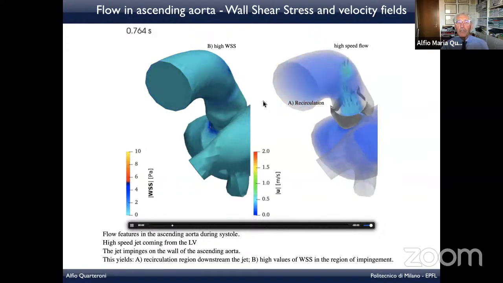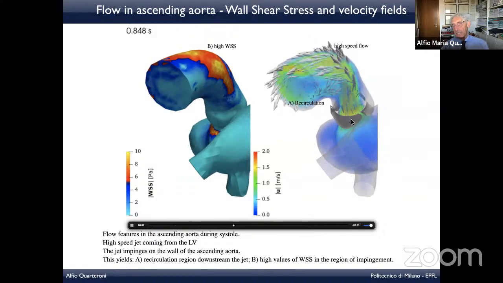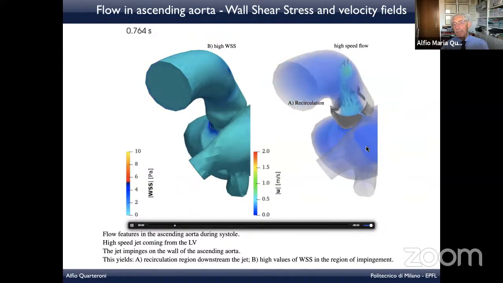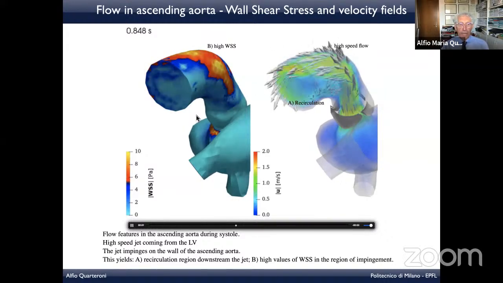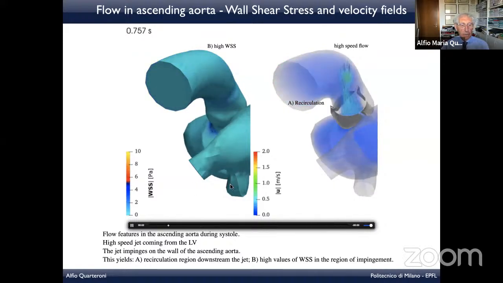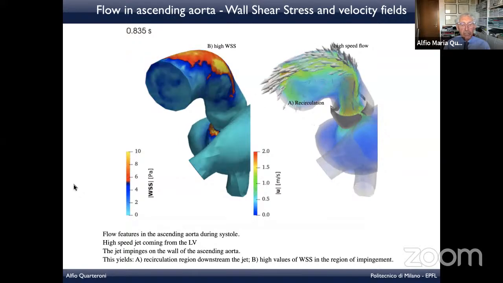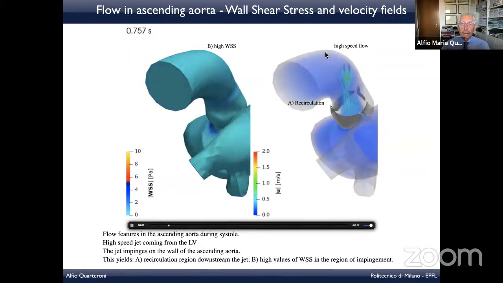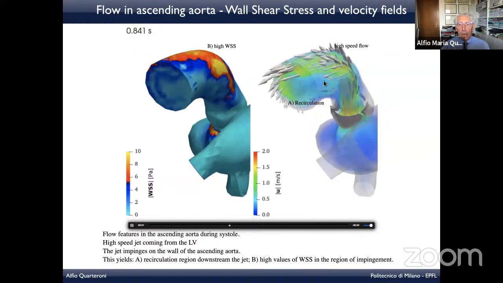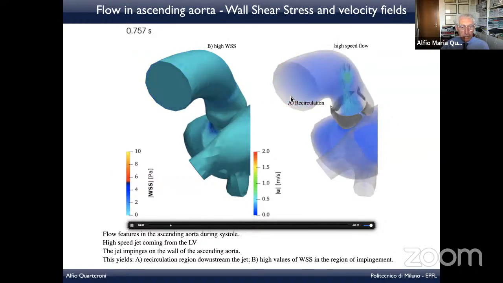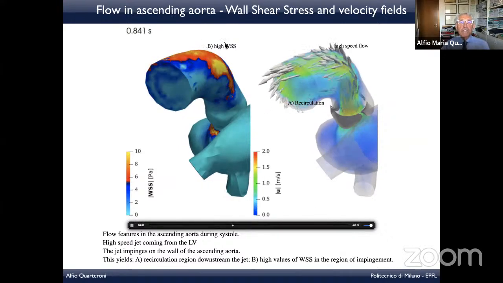And what you can observe here is that in the systolic phase, which is the one when this valve, which is the aortic valve, opens, you have a jet that is ejected from the left ventricle into the ascending aorta. You see a high-speed jet. You see that the jet impinges on the wall of the ascending aorta, on this wall here, and this yields a recirculation region downstream. Here you have recirculation, and downstream the jet, and you have very high wall shear stresses.